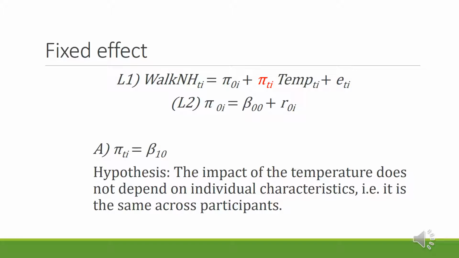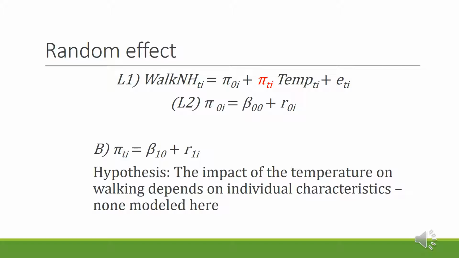Here's the scenario if we assume that there's a fixed effect of temperature on walking. We would just be modeling the pi ti as beta 10, substituted in there, and there would be no random effect. The hypothesis for this model is that the impact of temperature does not depend on individual characteristics, which is the same as saying the impact of temperature on walking is the same across participants. So let's say the temperature increases by 10 degrees, people will walk 10 fewer minutes per week.